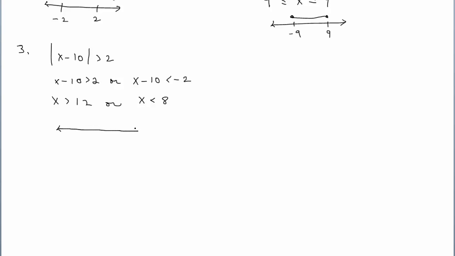So let's see what that looks like. In order, let's put 8 and 12 on a number line, both open circles. Less than 8 this direction, greater than 12 that direction.